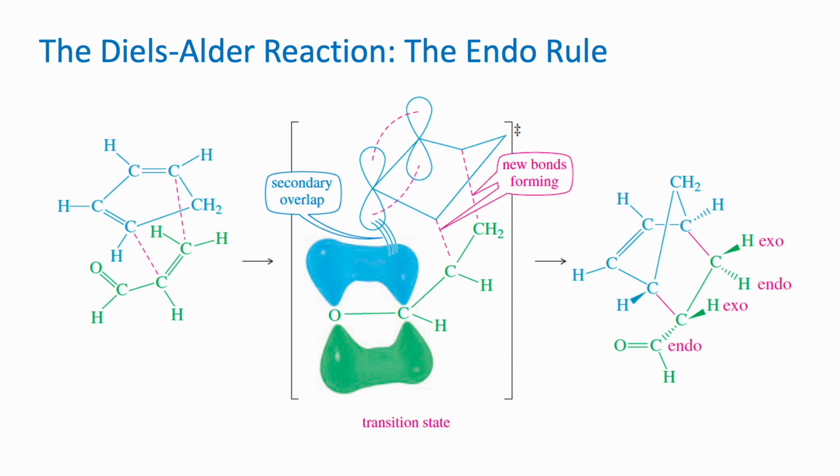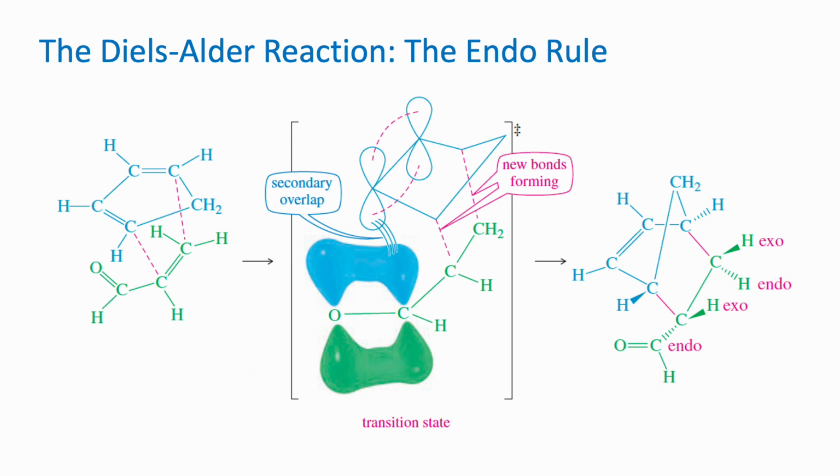We see those dotted pink lines on the far left. We're interested in the orbital symmetry of those two carbons on the green compound, but we're also interested now in the orbital symmetry of the carbonyl, the C double bond O, because there are other orbitals there now that we hadn't considered before, and it's the effect of those other orbitals that are going to cause the endo rule.